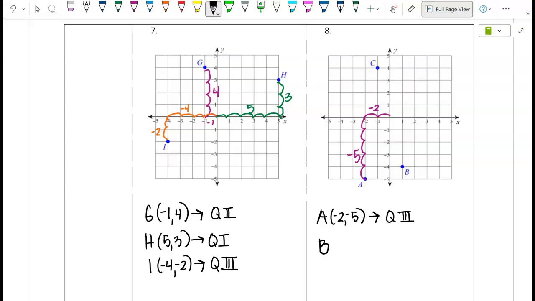Then let's go to point B. Anthony Gonzalez, what is the ordered pair for point B? 1, -4. We went 1 to the right, and then 1, 2, 3, 4 down to give us -4. And Gabriel, what quadrant is that? Quadrant 4.